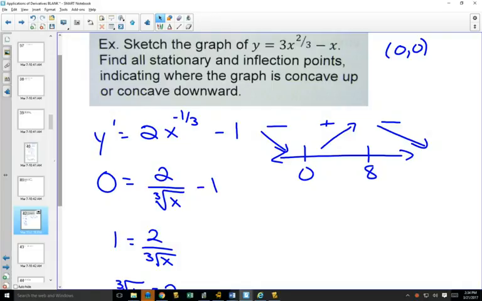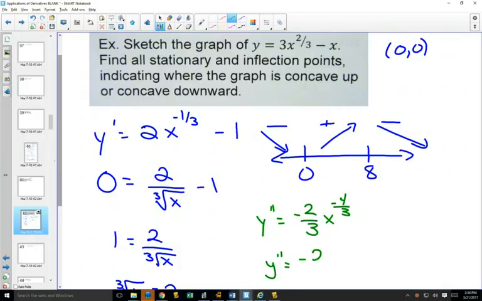Now, change colors here. If we go to find our second derivative, the -1/3 would come out in front, making -2/3. Subtract 1 from the exponent would give you -4/3. As far as what's happening at this point, this is the same as -2 over 3 times the cube root of x to the 4.